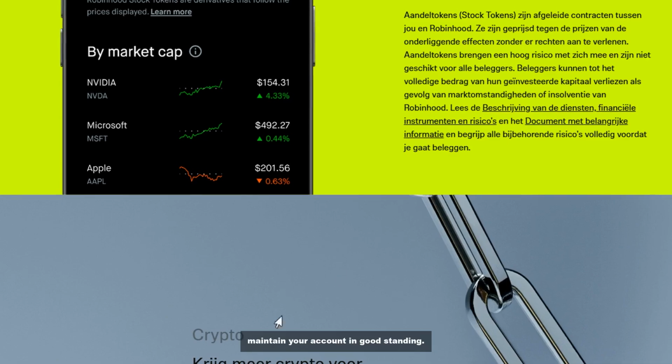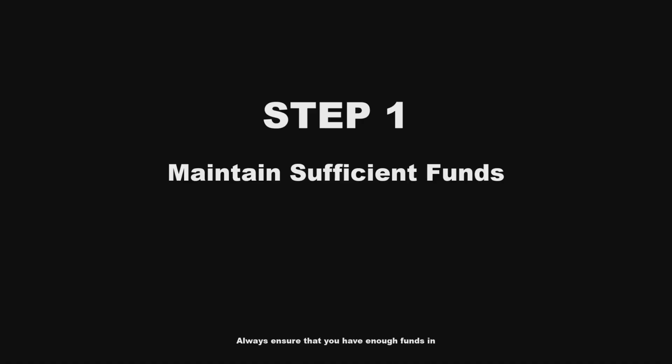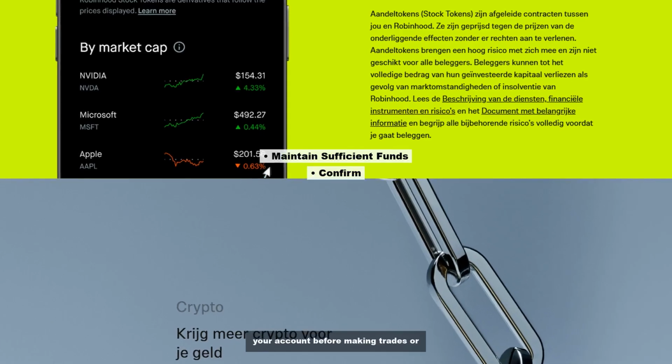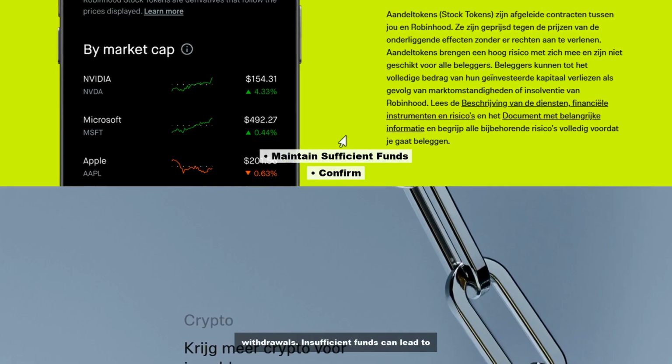Step 1. Maintain sufficient funds. Always ensure that you have enough funds in your account before making trades or withdrawals. Insufficient funds can lead to payment blocks.